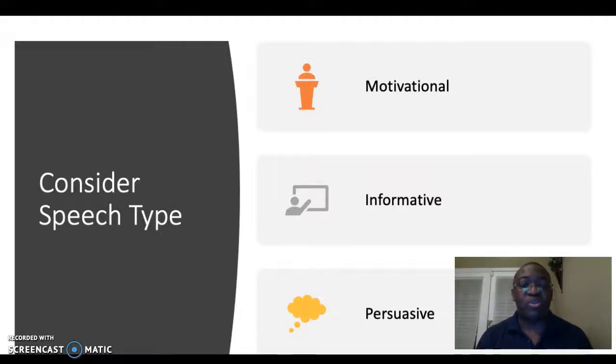Third type of speech is a persuasive speech. The persuasive speech is intended to change your mind, not necessarily to push in one direction or the other, but to change your mind on something, on a subject or a topic.